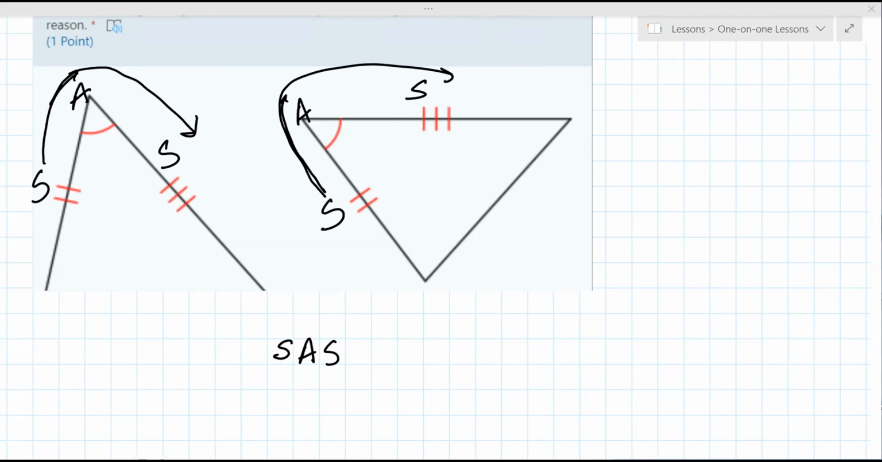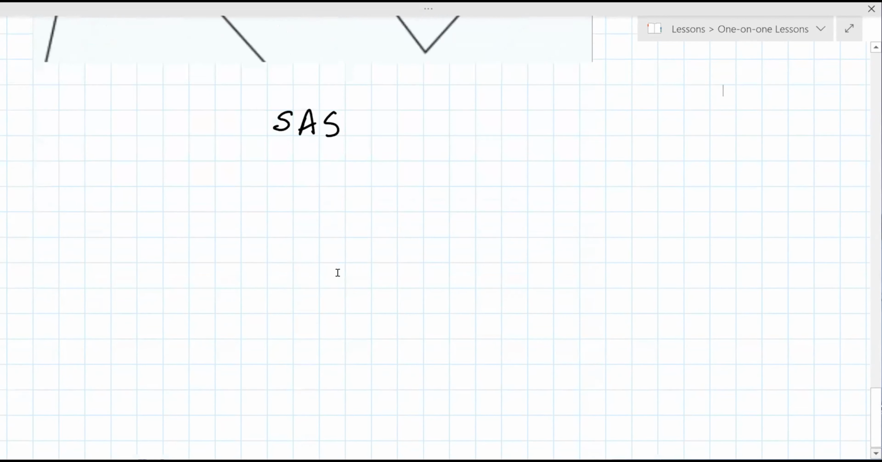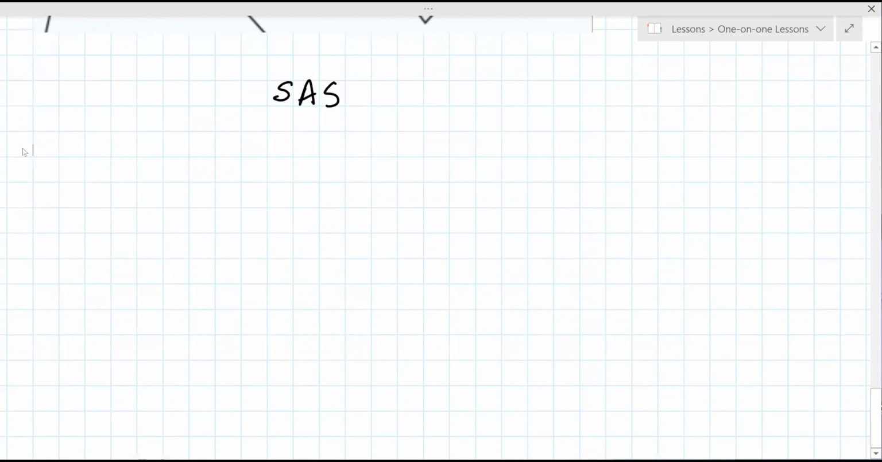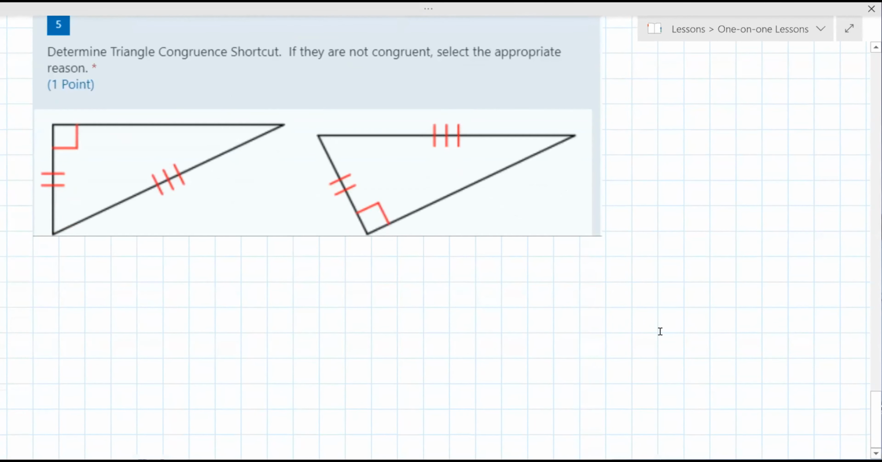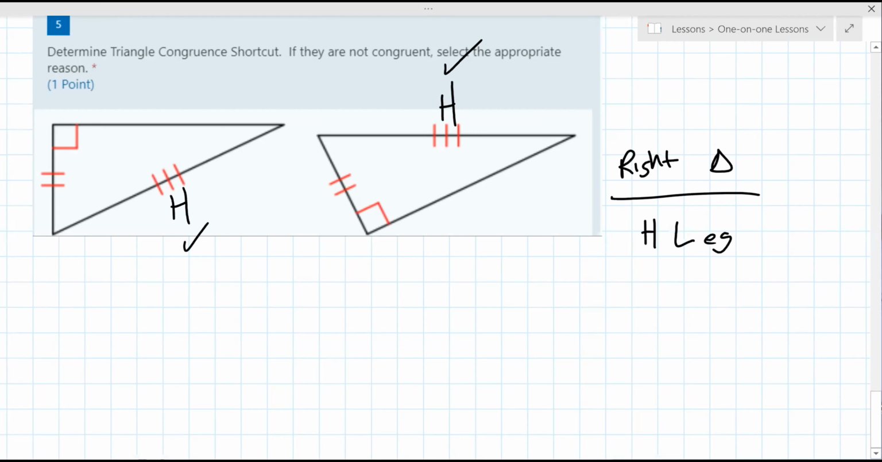The next one here is a right triangle. I'm going to snip that in. You can see it's a right triangle. So while there's a bunch of other ones that work for non-right triangles, the only one you're looking for is hypotenuse and leg. Meaning, is the hypotenuse here the same as this hypotenuse here? And yeah, it is. So we've got that. Do we have a leg? Hypotenuse leg. Yeah, here's a leg and here's a leg. And that's all because they're both right triangles.